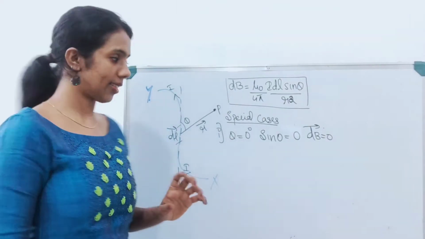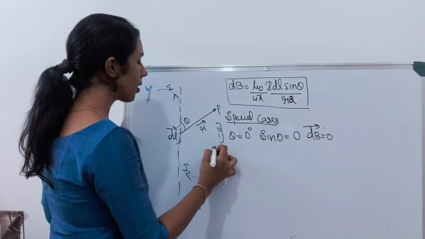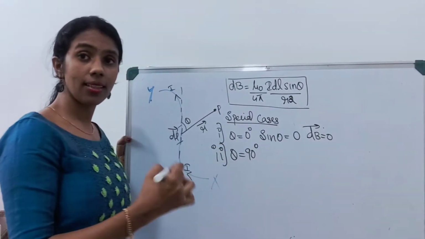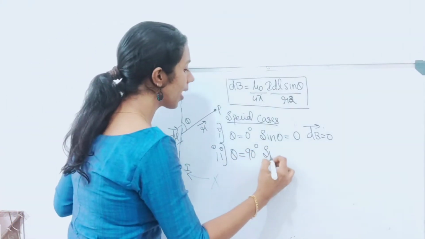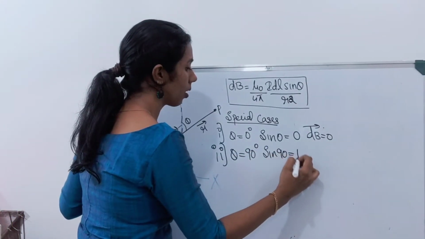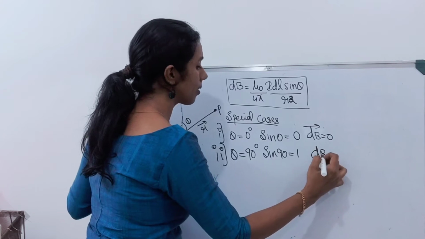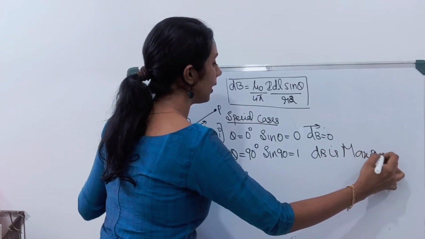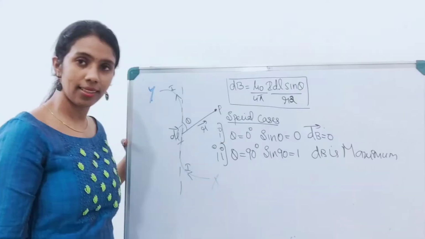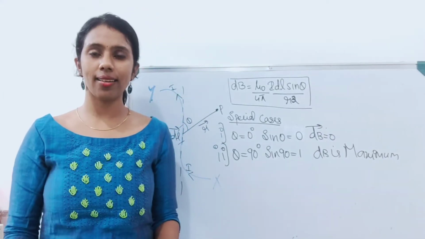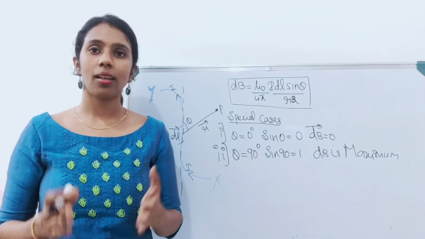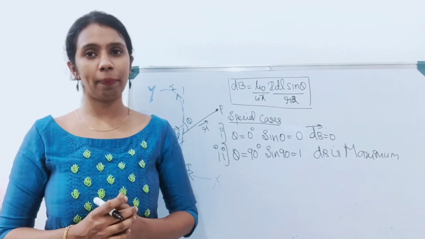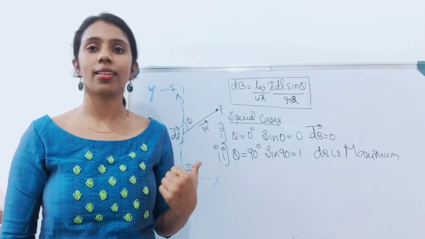Now the second case. In the second case, we consider theta as 90 degree. So if theta is equal to 90 degree, sine 90 is 1. That means dB is maximum. So dB is maximum when theta is equal to 90 degree. So we can say that dB is maximum in a plane passing through the current element and perpendicular to the axis of this conductor.